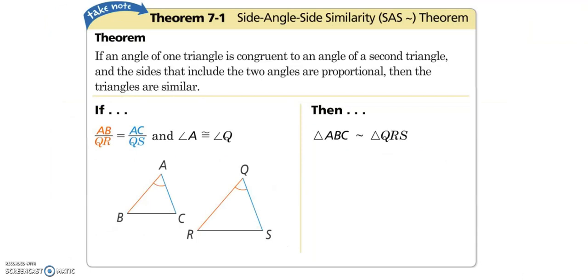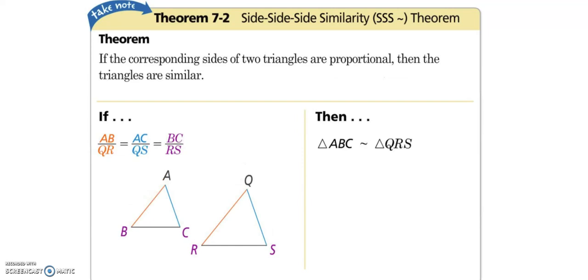Then there's side-angle-side similarity, which is just like side-angle-side congruency, except I'm not trying to prove that the two sides in the included angle are congruent, but that the sides are proportional to one another. And lastly, side-side-side similarity states that if all the corresponding sides of two triangles are proportional, then the triangles are similar.